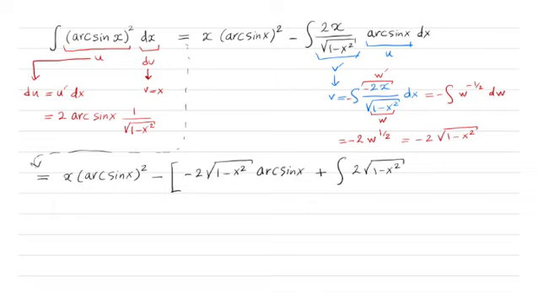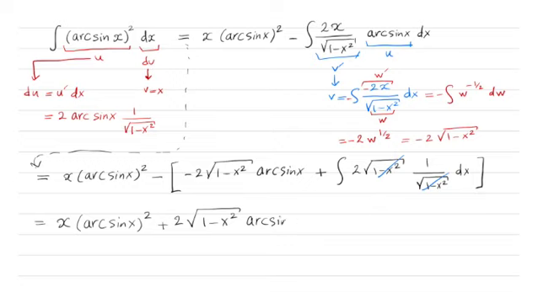What is du? The derivative of arc sine is 1 over square root of 1 minus x squared dx. And you can see that these two cancel, and we just get the integral of 2, which is 2x. So we get x arc sine of x squared minus minus 2, that's plus 2 square root of 1 minus x squared arc sine of x, minus the integral of 2, that's minus 2x, and we need a general constant of integration. So this is the antiderivative of the function arc sine of x squared.